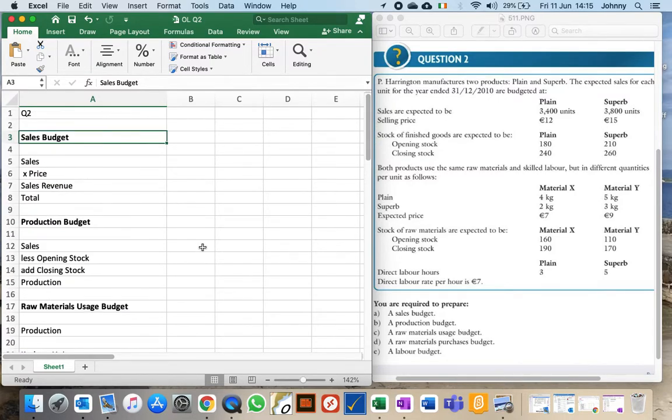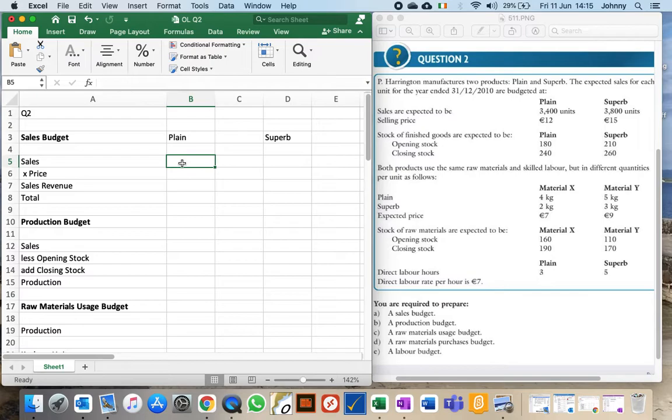So first, sales budget. How much money are we going to earn from sales? First thing we need to do is, we have two products, and each product has two different materials in it. So I'm going to use 4 columns here. So we have plain and we have superb. The reason why I use the 4 columns is because later on when I'm dealing with my raw materials usage.